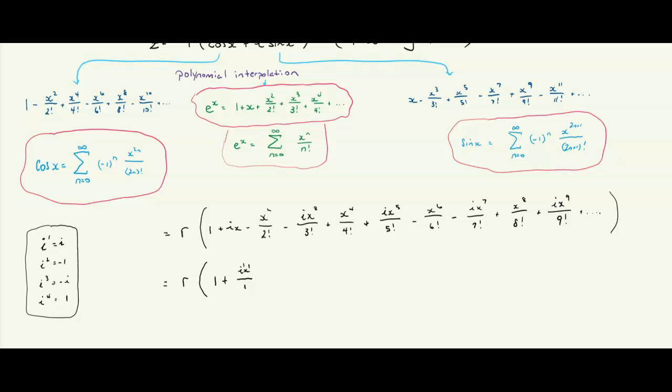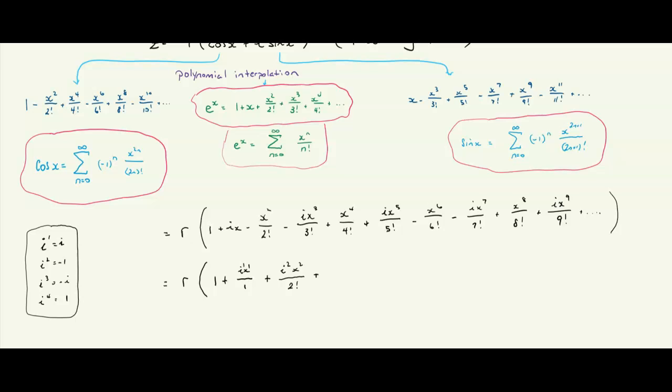I'm going to use the fact that i squared is negative 1 to counter this negative here. So rather than minus x squared over 2, I'm going to write plus i squared, because that's negative 1, x squared over 2 factorial. Now I've done two things there. I've turned the negative into a positive, and I've matched my i power with my x power. Let's see if I can keep doing that. I also want this to be a plus.